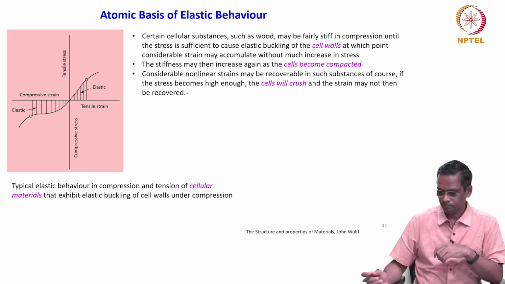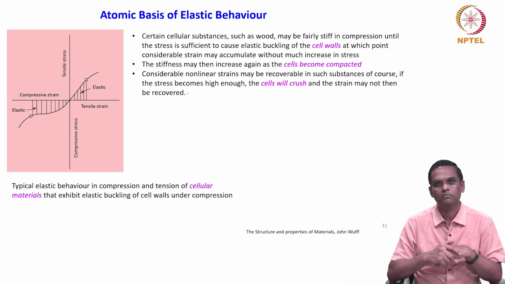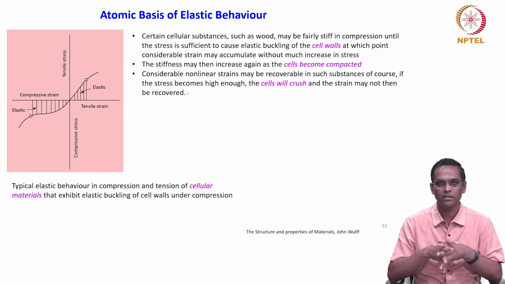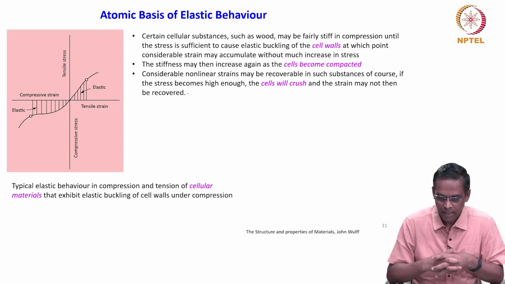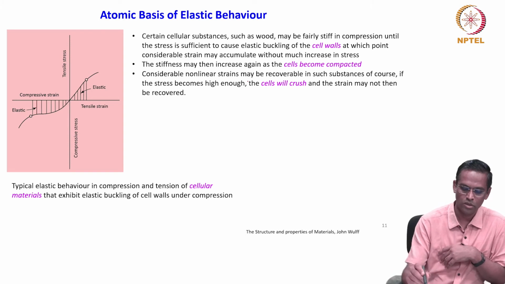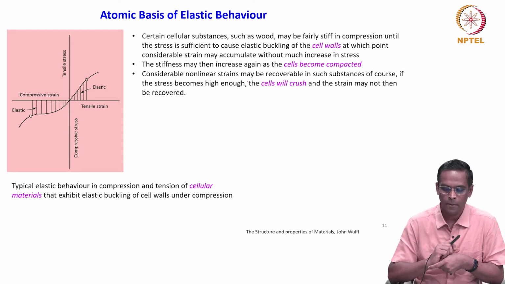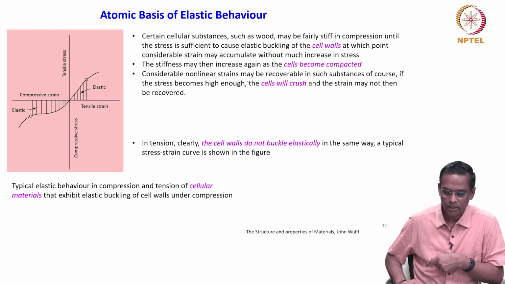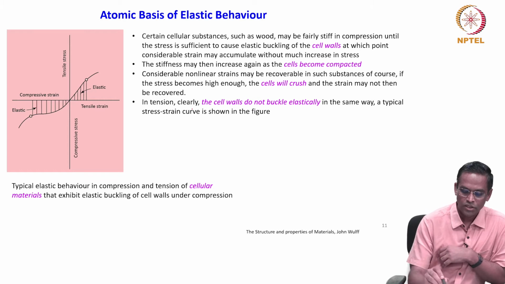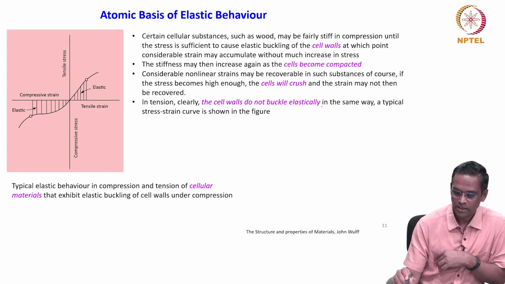But you would have seen damping materials, right? These cellular materials are used for damping applications. So, that means they can take a large amount of strain, considerable nonlinear strains, which can be recoverable from such substances up to a certain point till the cells start crushing. In tension, clearly the cell walls do not buckle elastically in the same way, as the typical stress strain curve is shown in figure.